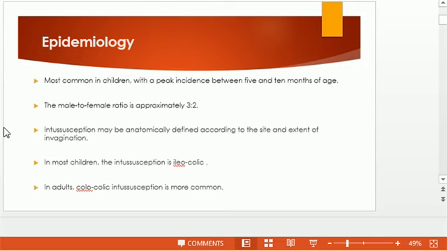In most children, the intussusception is ileocolic. This is by anatomical definition one variety, which is the most common, ileocolic. That means ileum is invaginating into the colon. In children, the most common variety is ileocolic, but in adults, on the other hand, colocolic intussusception is more common.